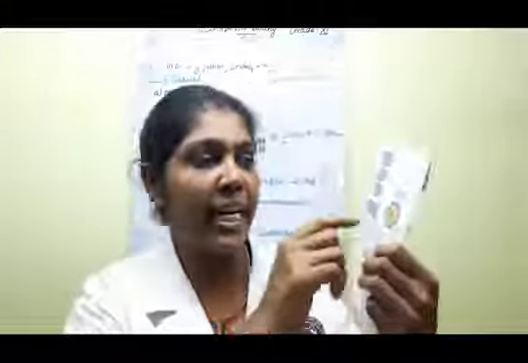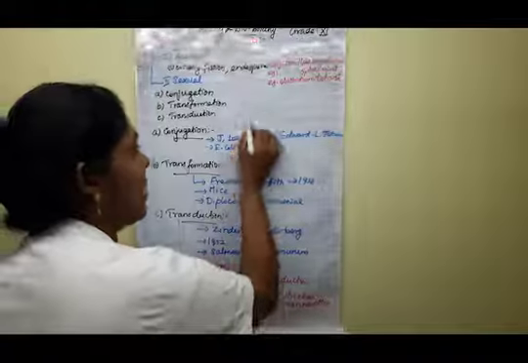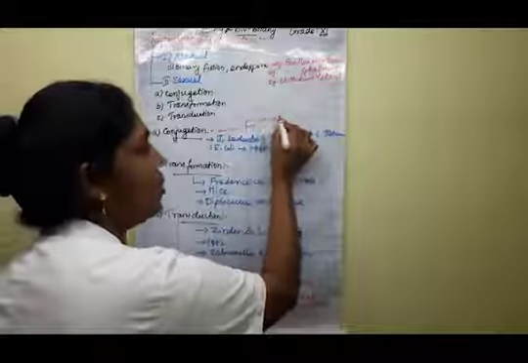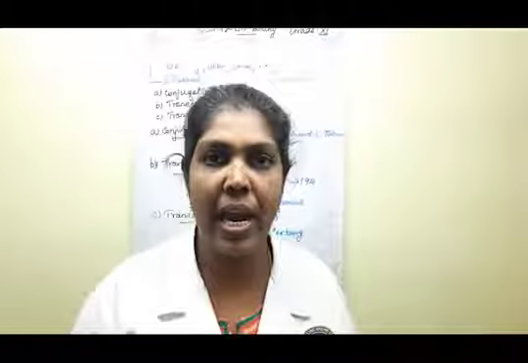In the conjugation method, one cell is the donor cell and another one is the recipient cell. The donor cell has the F plus factor, that is the fertility factor. The recipient cell lacks the F plus factor, so the fertility factor is absent. Clear? Then, how does conjugation go on?